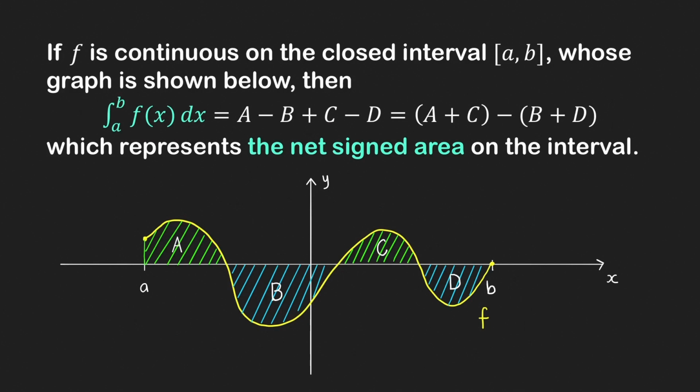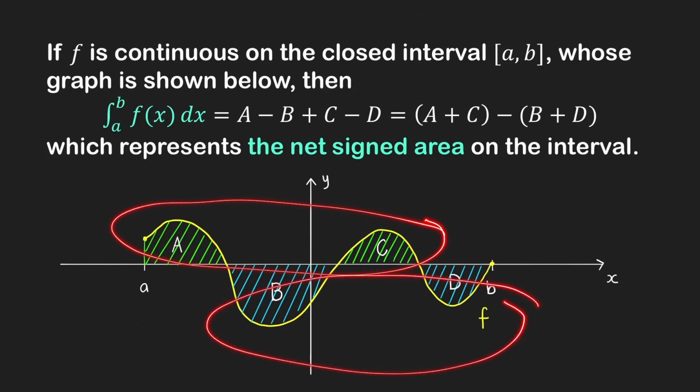If there is more area above the x-axis than below the x-axis, then the definite integral will be positive. But if there is more area below the x-axis than above the x-axis, then the definite integral will be negative. And if the areas above and below are the same, then the definite integral will be equal to 0. Let's have some examples.